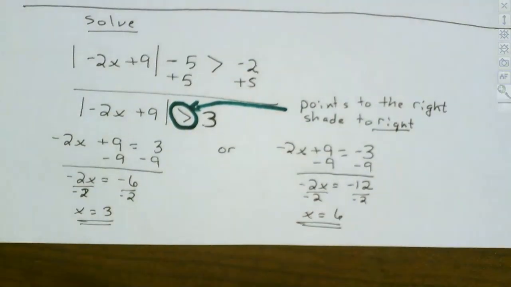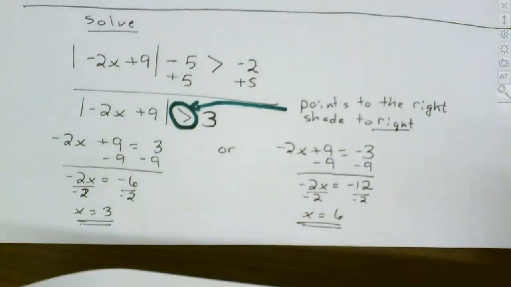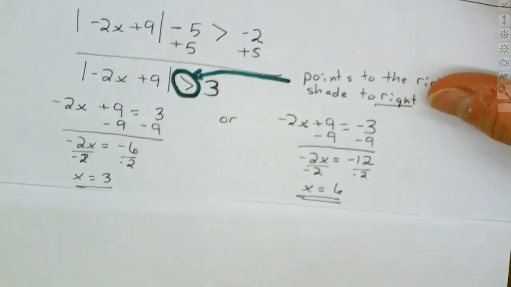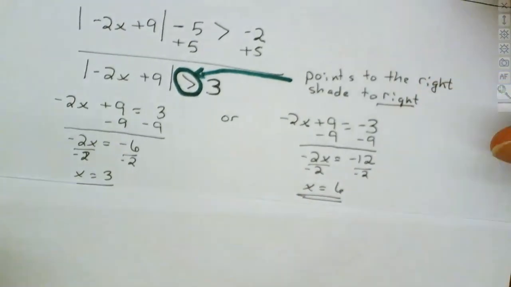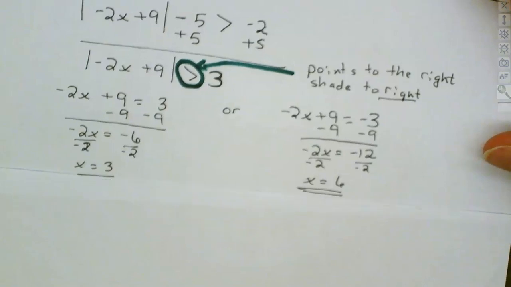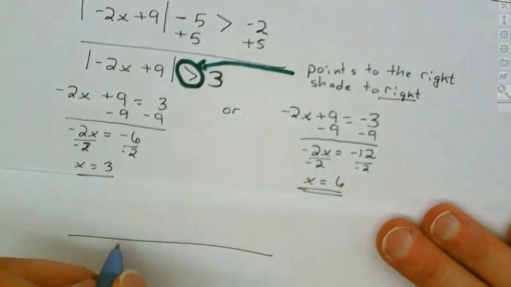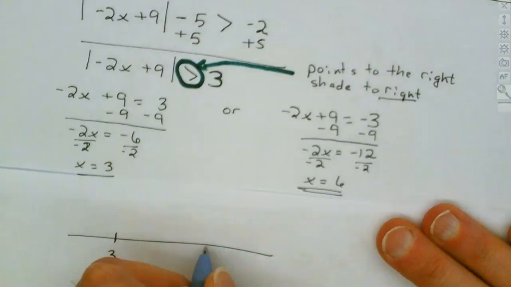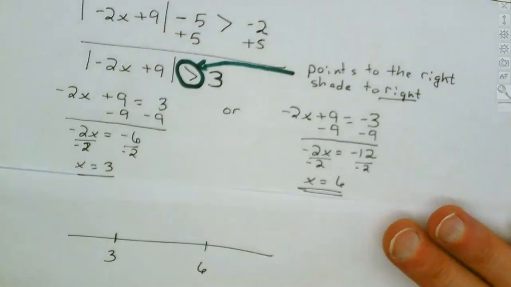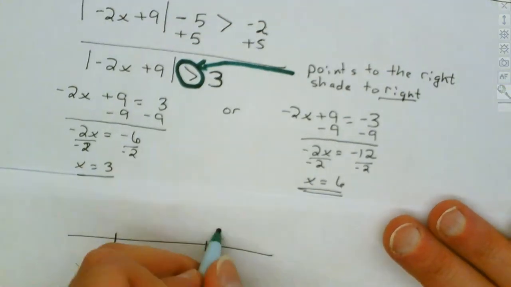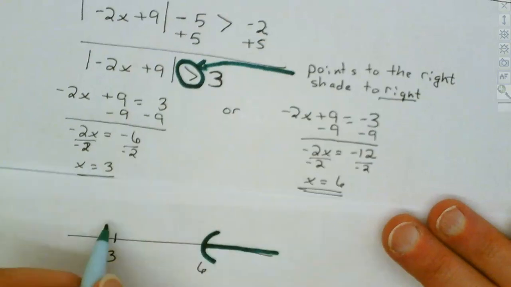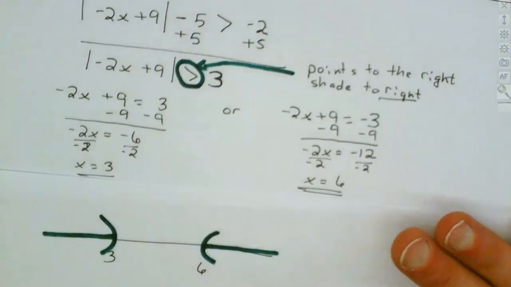Put our numbers on the number line. We have to shade to the right, shade to the edges. I found that students get confused with these, so I say if it points to the right, you're going to shade to the right. But that also means shade to the left, so it's going in both directions. So here they are. We've got 3 and we've got 6. Points to the right, shade over here. We're going to use parentheses. And it looks like that.